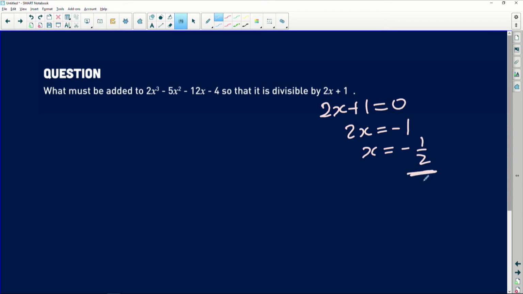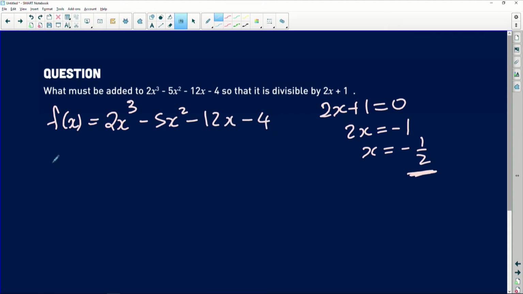Now, if I substitute this minus half into the given function, you will notice that it must give us 0 for 2x plus 1 to be a factor. If it does leave us something, then it means it is not divisible. So we need to come up with a way of fixing this so that it does become divisible. So I'm going to let f of x be equal to 2x cubed minus 5x squared minus 12x minus 4.